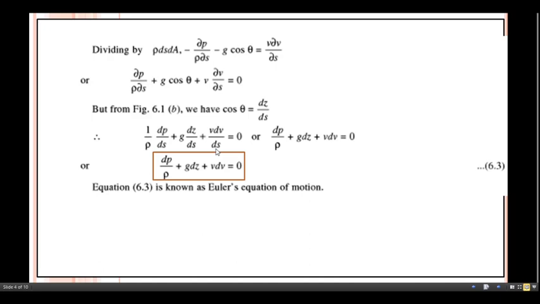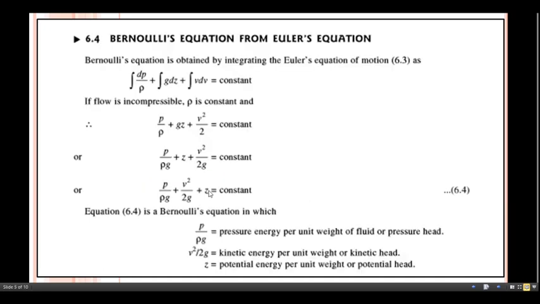Okay, so for the entire element, these things are written here. That's why the partial derivative term is replaced by d. In this case, if I take this ds as common, ds actually becomes 0. So here we get dp/rho plus g into dz plus v into dv equals 0. This equation is known as Euler's equation of motion.